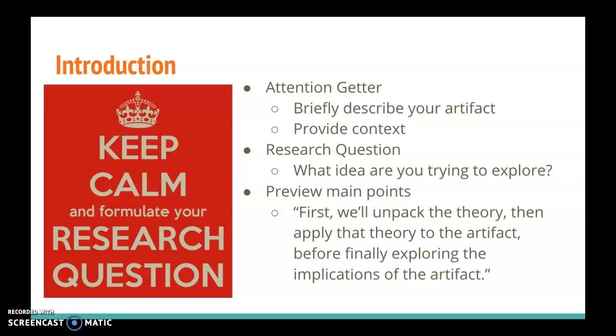This is not very different from a preview statement that you would have given in your other speeches. You just have to preview what those main points are. So the first thing you have to do is describe what your artifact is in your attention getter, then ask your research question, before finally previewing all of your main points.